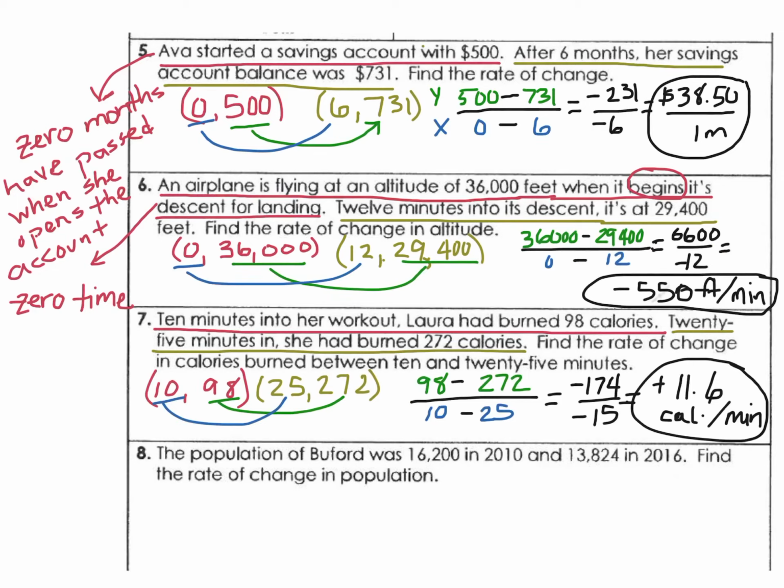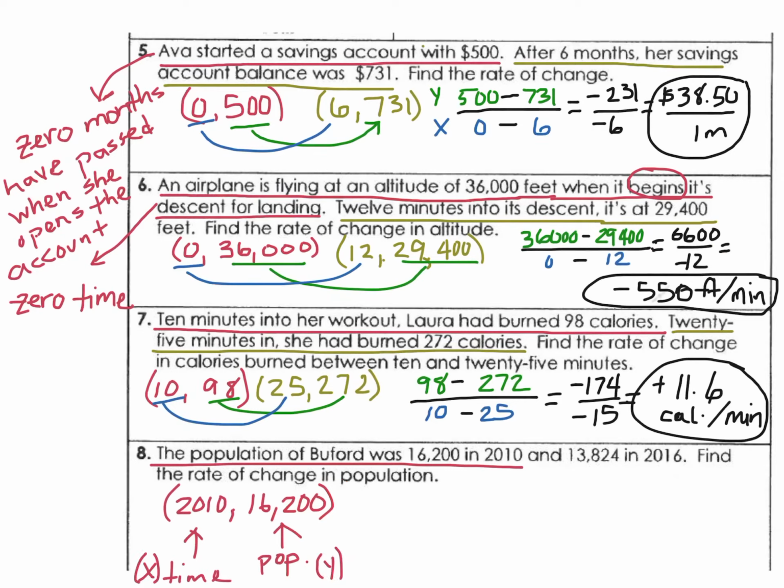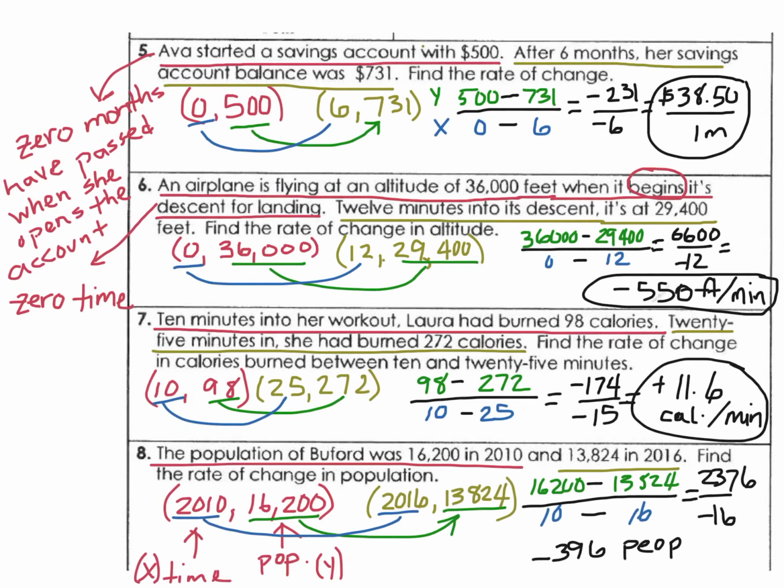I want you to pause this video and I want you to try number 8 entirely on your own. All right, and then I just want to remind you that our X variable should be our time, okay? The population should be the outcome. All right, hopefully you were able to at least get here. I am going to use a calculator to help make this easier for us. If I divided those, I'm going to get negative 396 people per year. And so what this means is that the population of this place was going down, okay? Which is why it is negative.